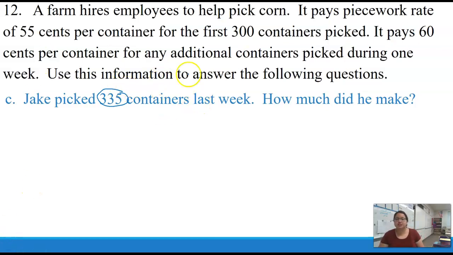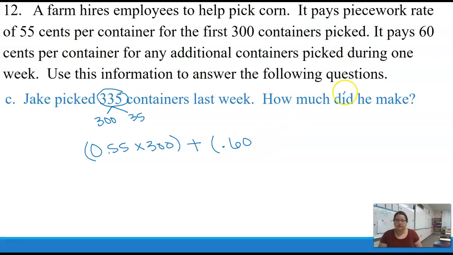Alright, so hopefully you noticed that Jake made more than 300. So we're going to split this into his two parts. He's got his 300 here, and then there's 35 left. So the first 300 he earns the first rate. And then we're going to add that to the second one, which is 0.60. He makes 60 cents for the additional 35 containers. So we find that Jake made $186.